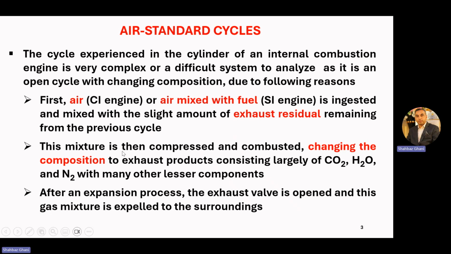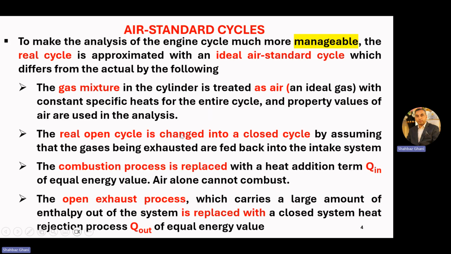So this mixture is then compressed and combusted, changing the composition to exhaust products consisting largely of carbon dioxide, H2O, and N2, with many other lesser components. After an expansion process, the exhaust valve is opened and this gas mixture is expelled to the surroundings. To make the analysis of the engine cycle much more manageable, the real cycle is approximated with an ideal air standard cycle, which differs from the actual in the following ways.